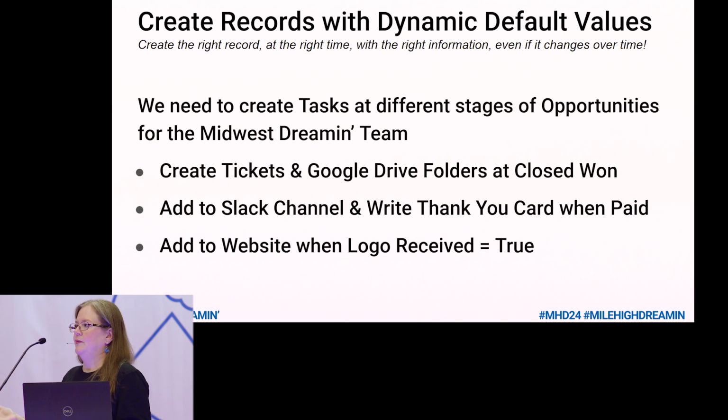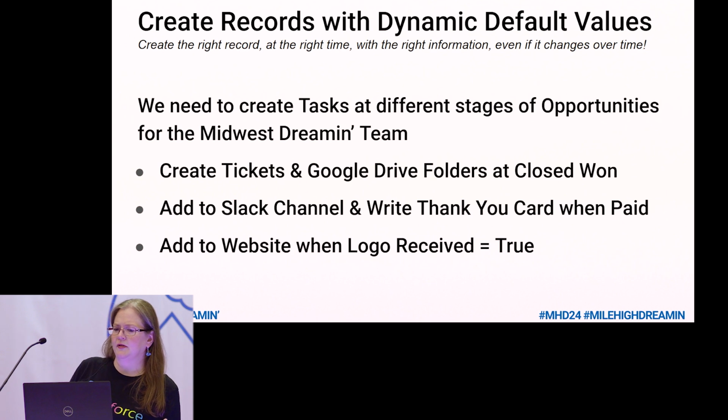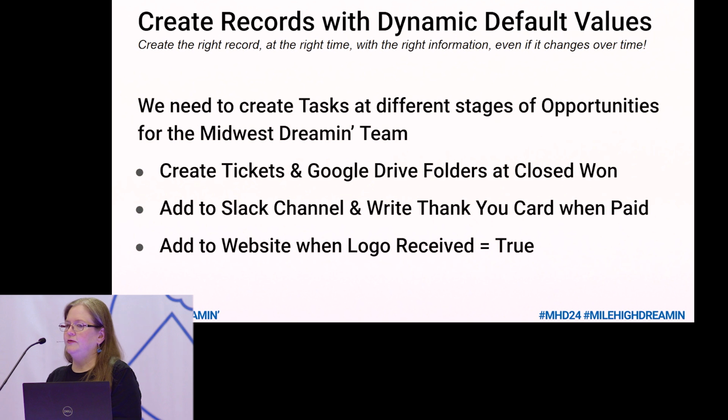So when someone actually signs with us, we make the opportunity Closed Won. I need to create tickets for them to be able to come to the event. I need a Google Drive folder for their company logo, their company information, that kind of stuff. All of that needs to be done by a human. So I need a task created and assigned to someone. Once they've paid us, I have other things that need to be done. So I need to add them to our Slack channel where they can ask questions and communicate with us. I want to create a reminder so that I write them a thank you card that I can hand to them on site as appreciation for being part of our event.